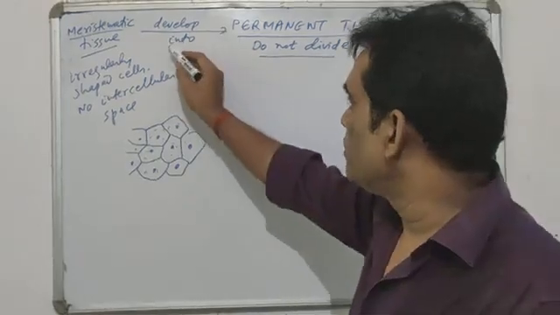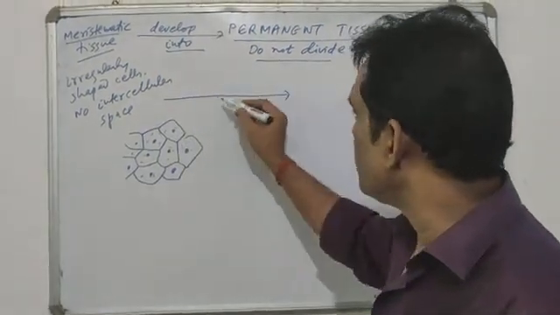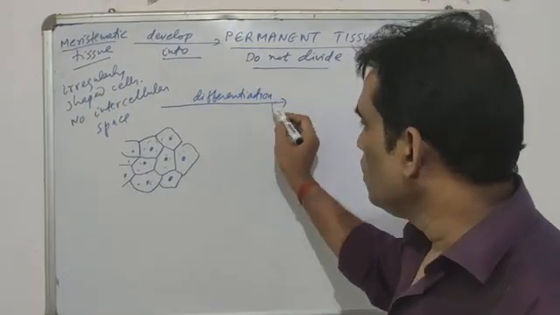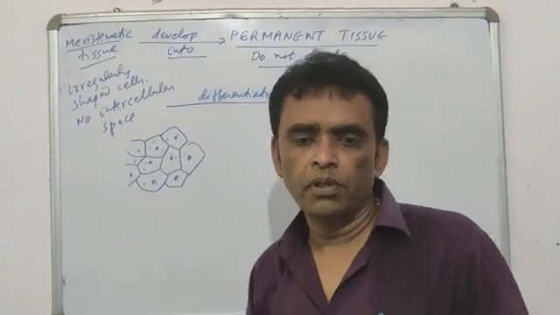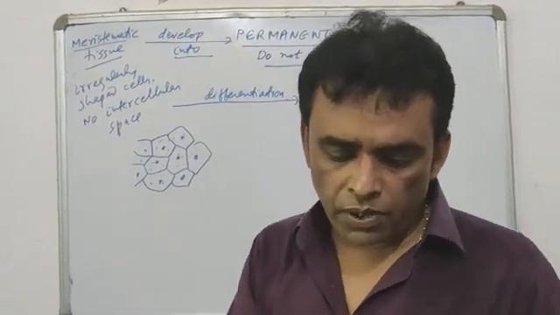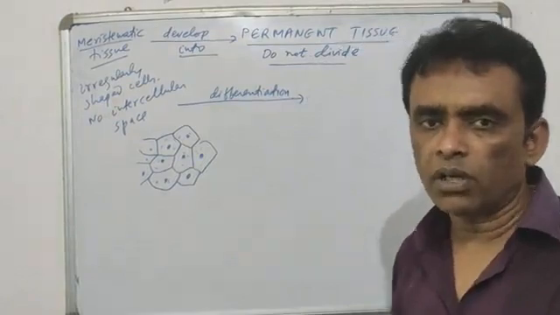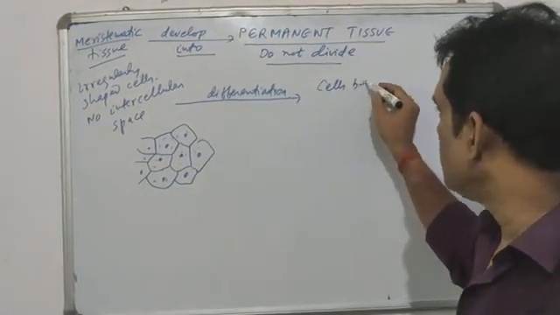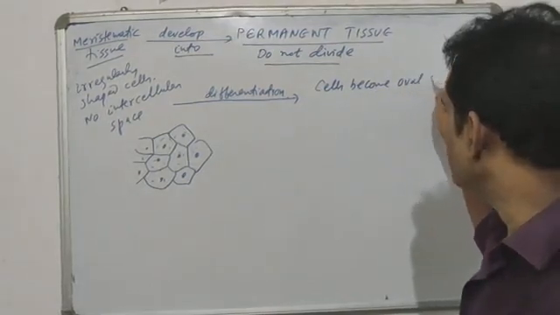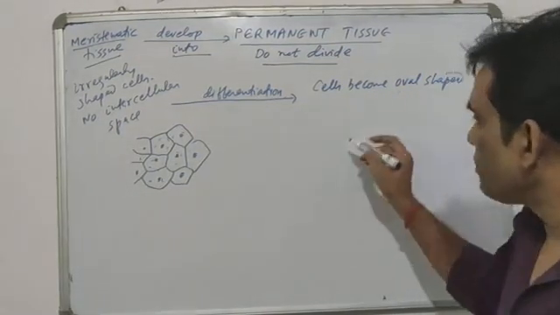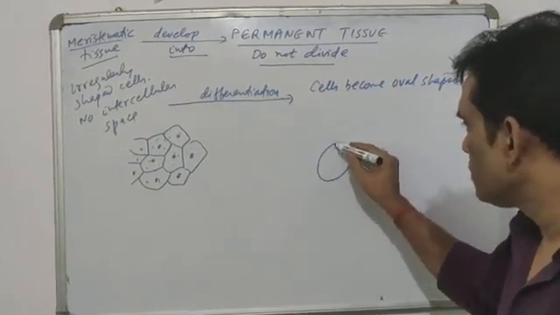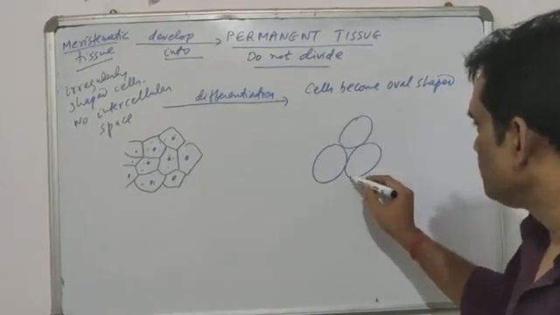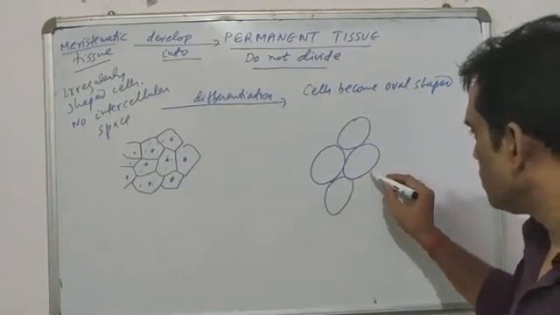Now when they develop, the development of meristematic tissue into permanent tissue, that process is called differentiation. Whenever cells undergo change in the shape to transform a particular type of tissue into another tissue, that process is called as differentiation. Differentiation में क्या होता है? The cells become oval shaped. The moment they become oval shaped like this, there is another cell here. The next cell will be here. The cells are attached with each other, no doubt.